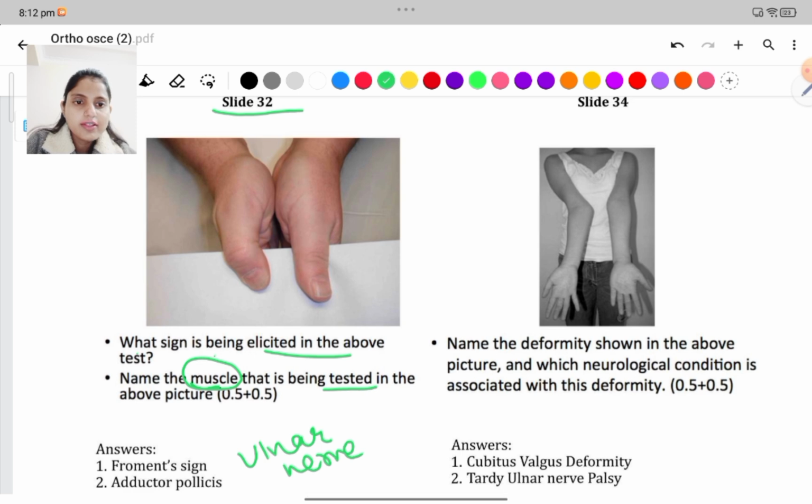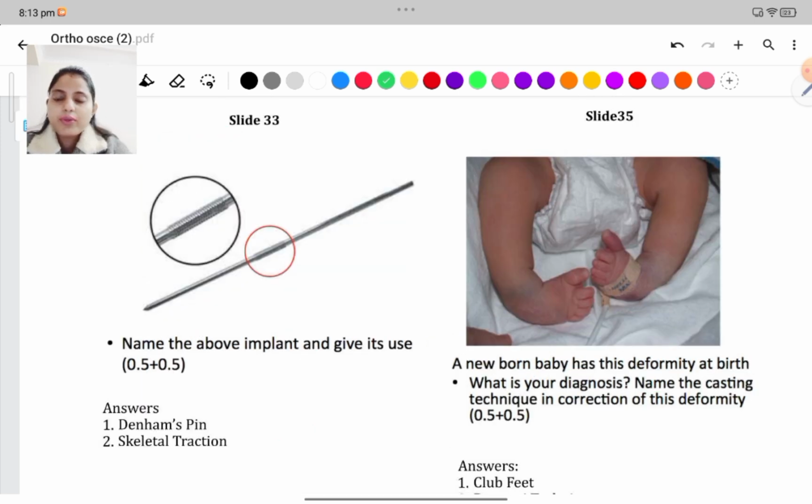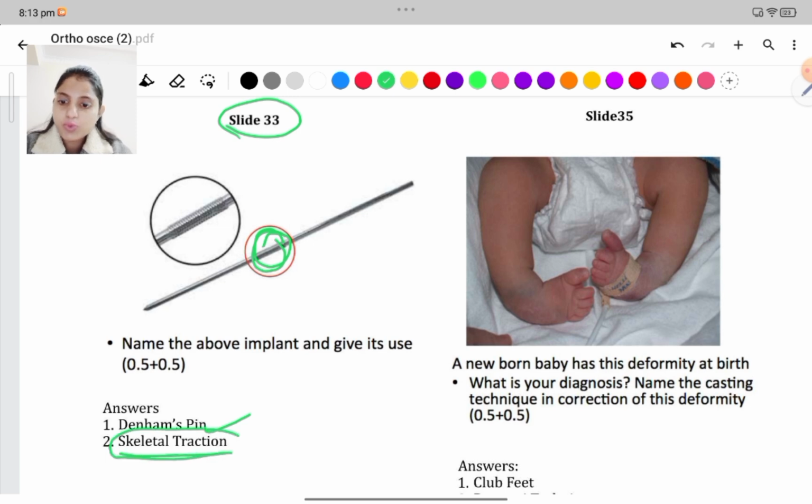This is the cubitus valgus deformity. Name the deformity shown in the above picture, cubitus valgus deformity, and which neurological condition is associated with this deformity? Tardy ulnar nerve palsy. When there is lateral condyle fracture of the humerus, there is cubitus valgus deformity, and it is associated with tardy ulnar nerve palsy. Question number 33. Whenever we see the threaded part in the center, this is the Denham's pin, and it is used in skeletal traction in the cancellous bone.